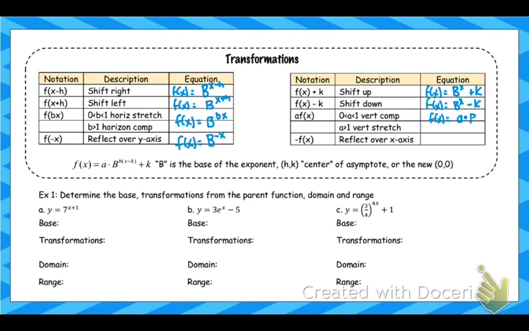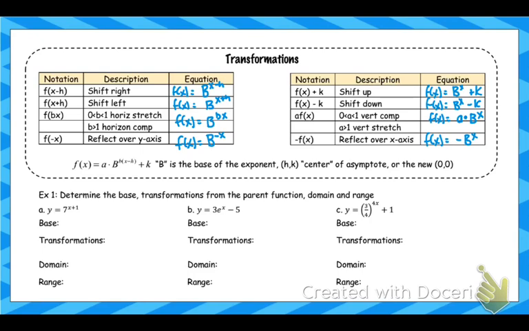A number multiplied by the base is a vertical stretch. Okay, again, it's not part of the base. We can't actually multiply them together. That's your vertical stretch or compression, depending on the value. Then if you have a negative on the outside, that is a reflection over the x-axis. Keep in mind that negative is not in the parentheses. We do not have a negative base. That's not going to be an exponential function if we do.